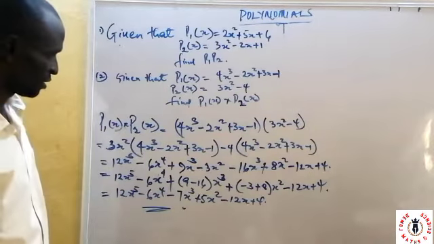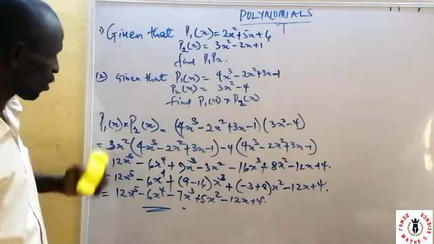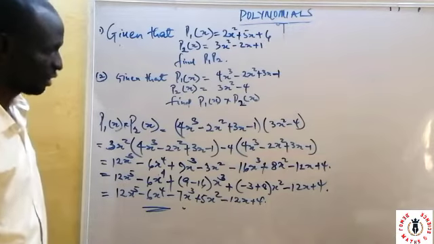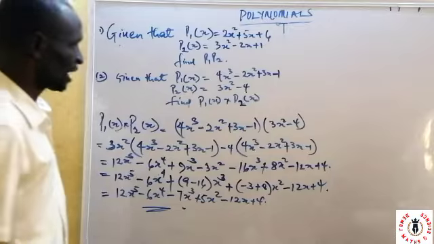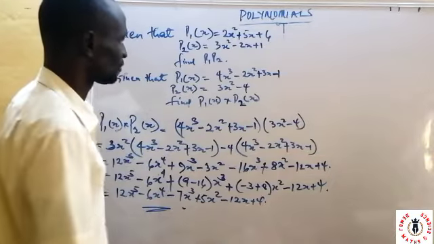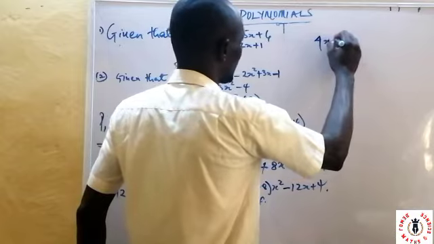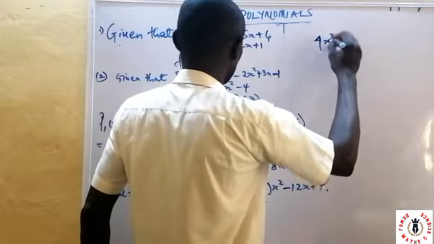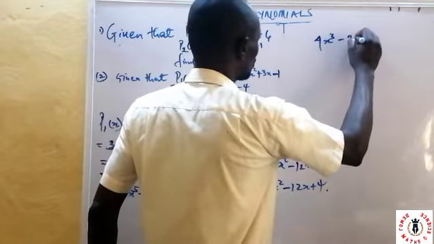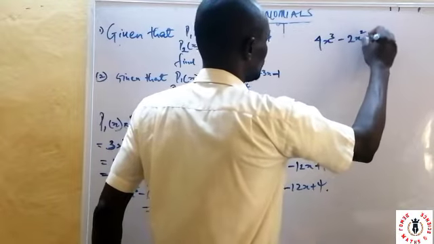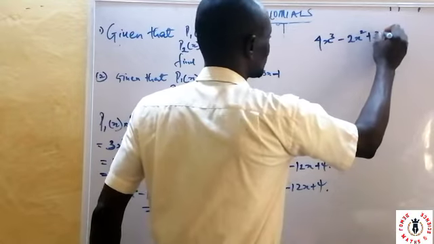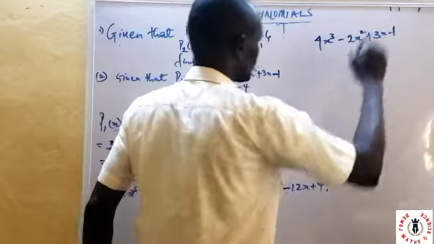With that, we have been able to multiply P1 and P2. Let's use the second method, that's our long multiplication method. Now we're going to multiply 4x raised to the power 3 minus 2x squared plus 3x minus 1.